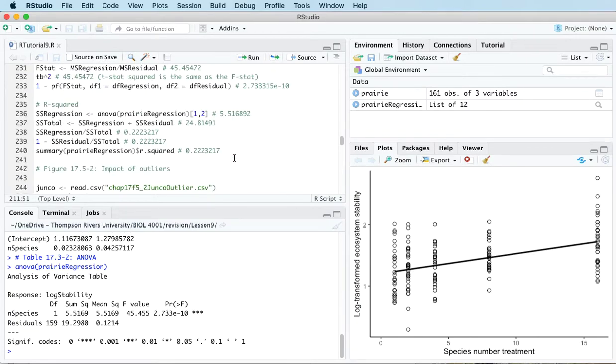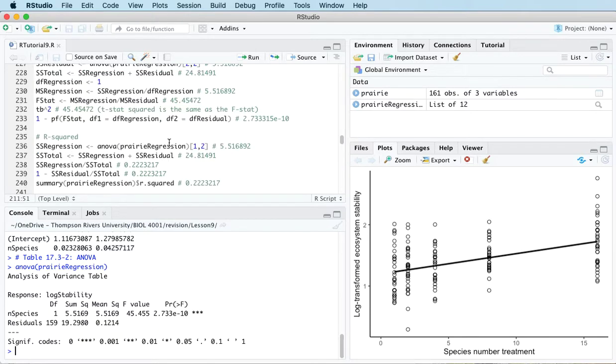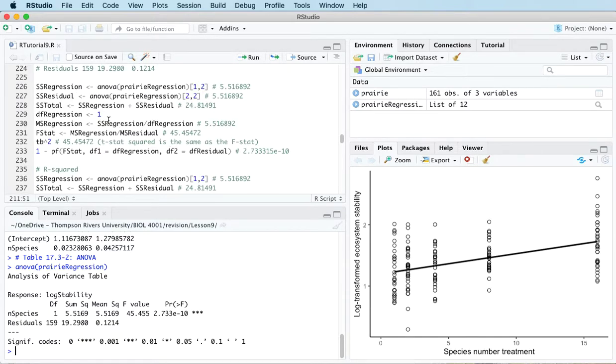The other thing that's useful about this analysis of variance table is it gives us a way of summarizing the fit of the model. I'm going to pick off some values here that we're going to use. So in this column labeled sum of squares, we've got two numbers.